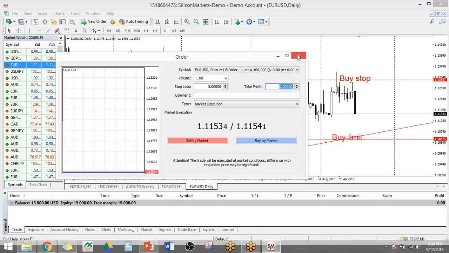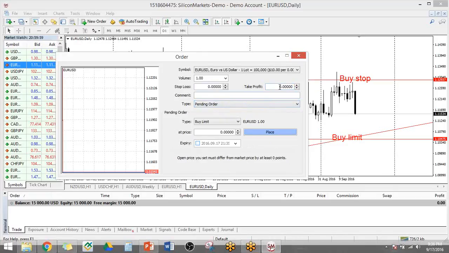For pending orders, you can change the stop loss, take profit, as well as the price where you want to enter. You can change those, or you can cancel the pending order and then just make a new one. It's much easier actually than changing those ones.